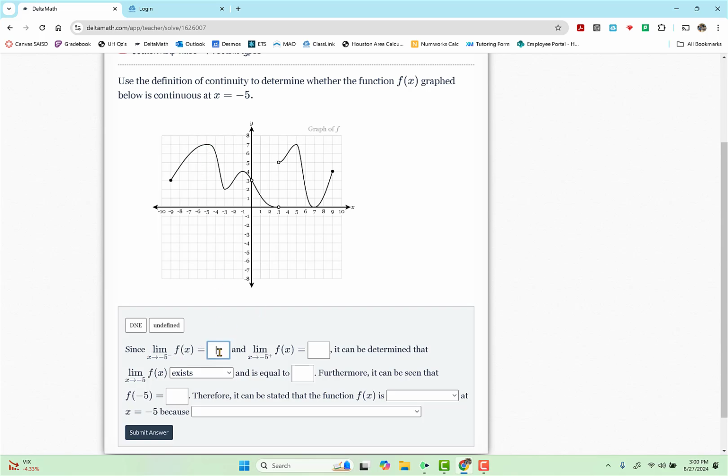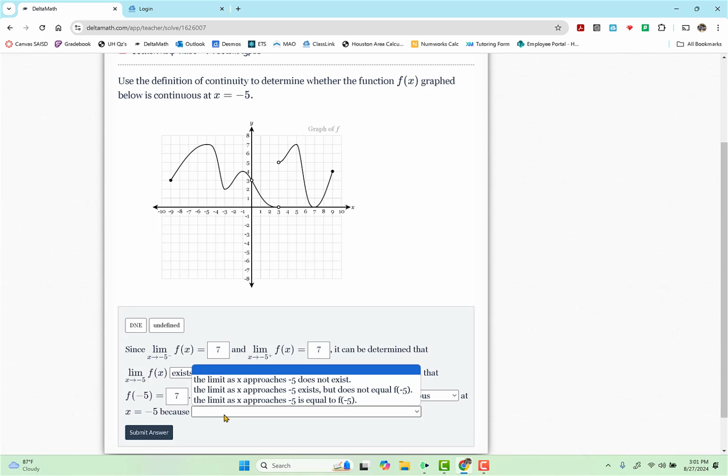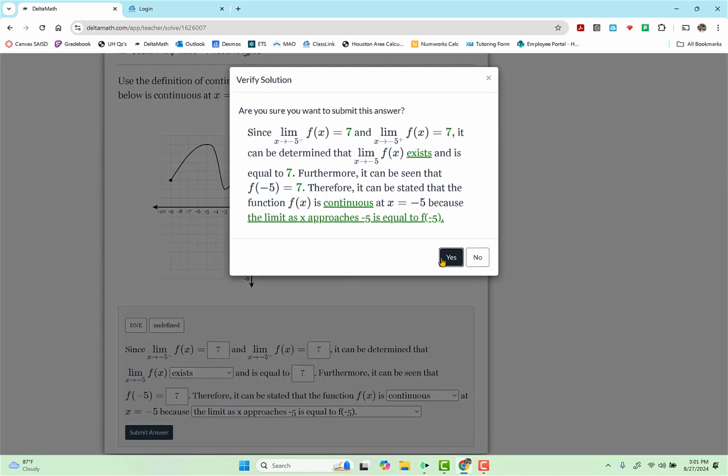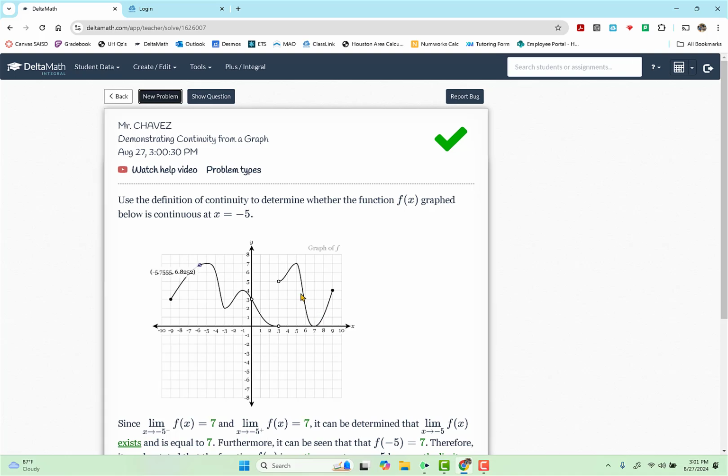So I put 7. The limit as x approaches -5 from the right is also 7. And it can be determined that the limit exists and is equal to 7. Furthermore, it can be seen that f of -5 is also 7 because, look, it's a nice smooth curve. I don't think I'm making a mistake. Let me make sure it's 7. Yep. Therefore, it can be stated that the function f of x is continuous at x equals -5 because the limit as x approaches -5 is equal to f of -5. See? Is equal. So everything checks out. I submit, and voila. Pretty straightforward.